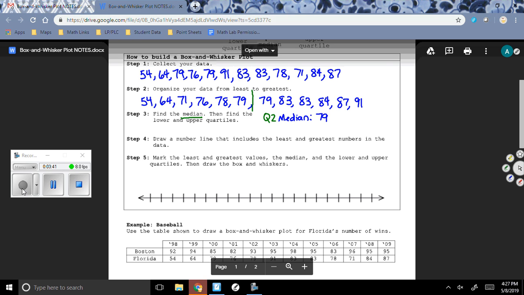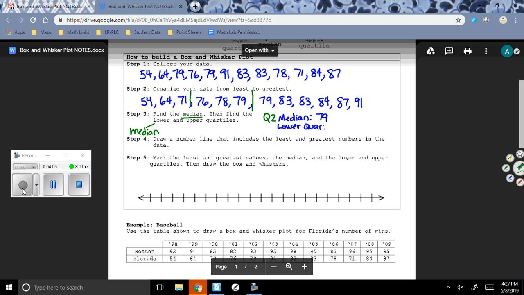So then it says that I need to find the lower and the upper quartiles. So how we find those quartiles is that we are going to sort of find the median of both halves of the data. So I cut my data in half already. Now I'm going to find halfway on the first group. So that would be 3 on each side. So I have 54, 64, and 71 in that first quartile.